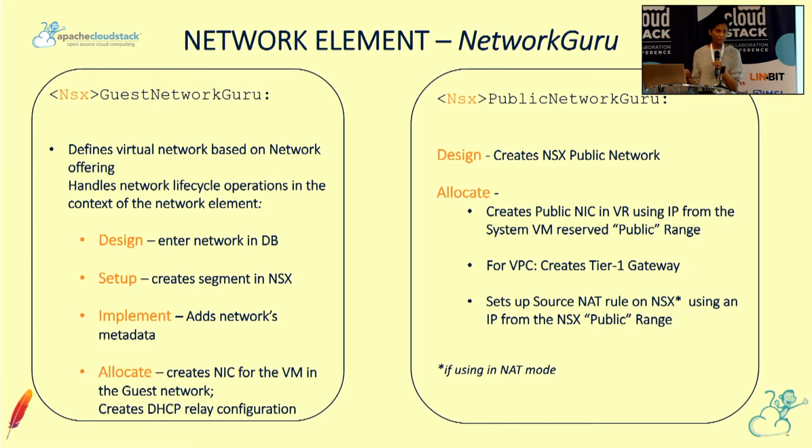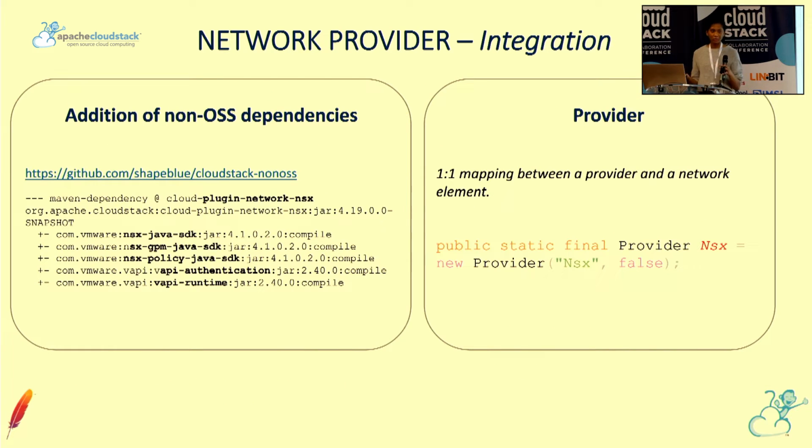And then we go to the implementation phase, where all the metadata is updated in the database, in case of NSX. And finally, allocation. Allocation is where the NIC is created in the VR. When a VM is deployed, then a NIC is created in the VR with an IP from the segment range. And this is also where the DHCP relay config is set up, and we'll understand why that needs to be done. Moving further, now is when you have to explain to CloudStack how it can talk to this network element that has been created.